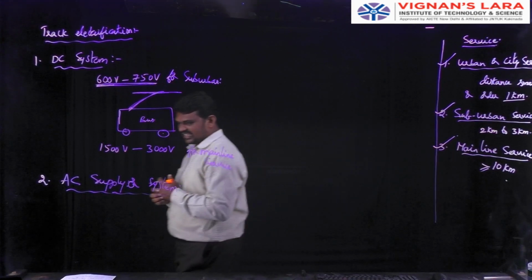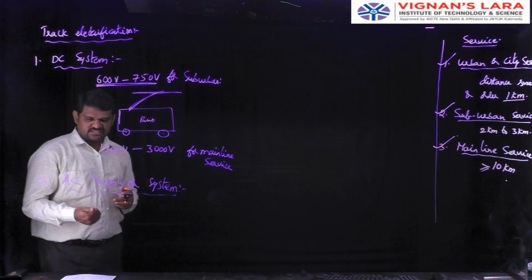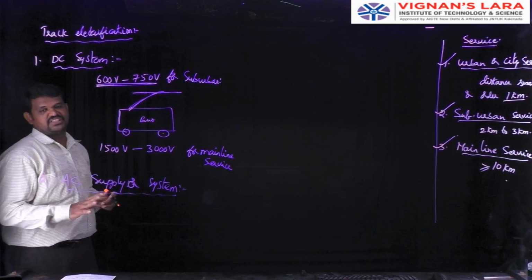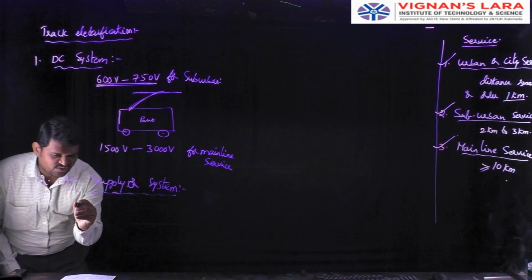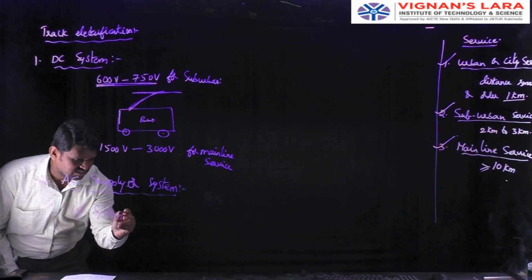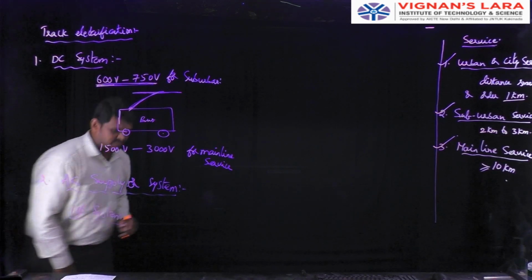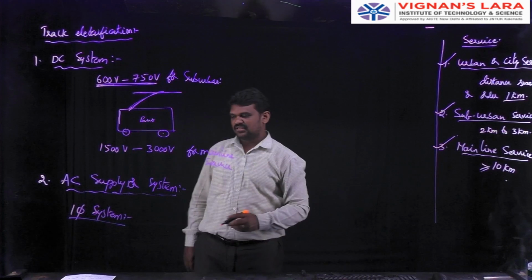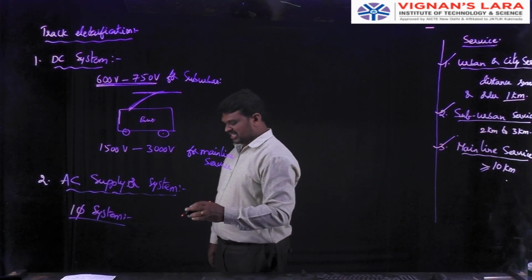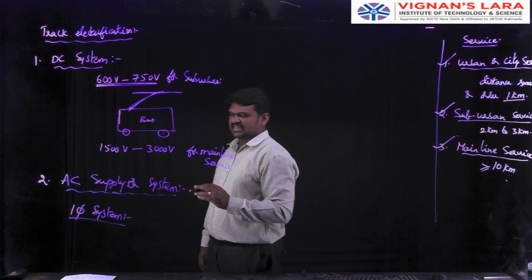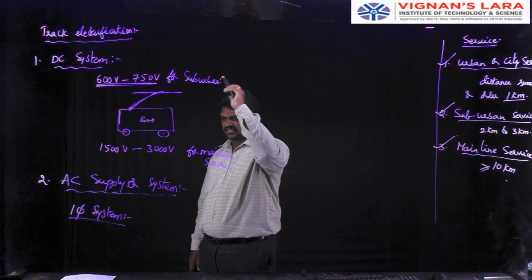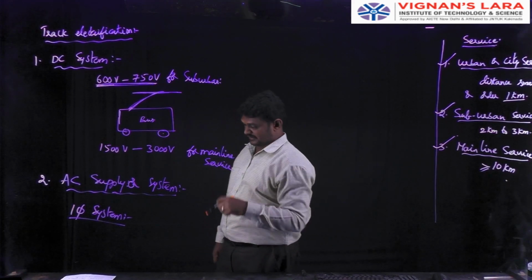So here the AC system is again classified into two types. It may be single phase or it may be three phase. If it is a single phase system, we use only one conductor. Single phase means it has the phase and neutral. Neutral is given to the track, and we run the phase as a single conductor.